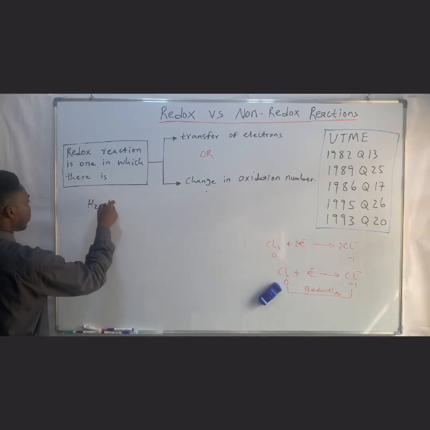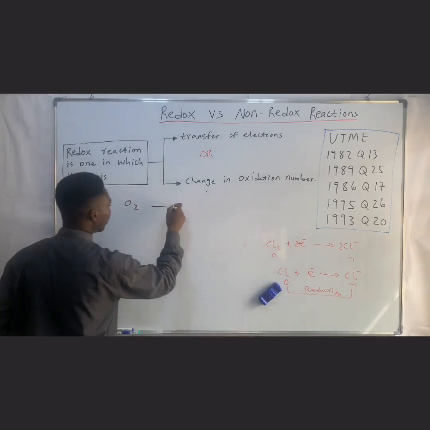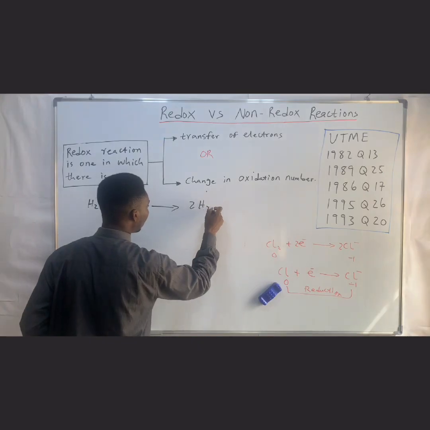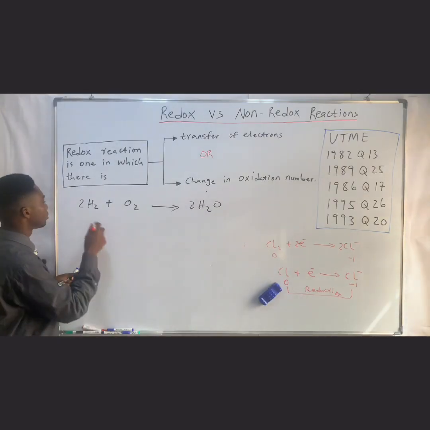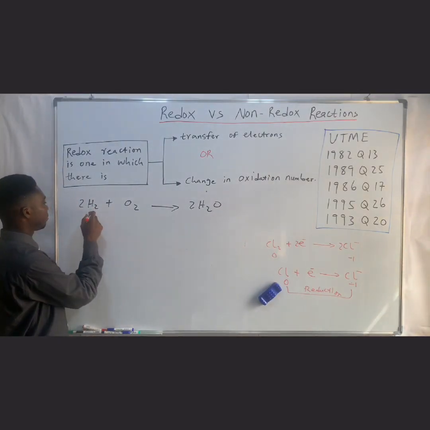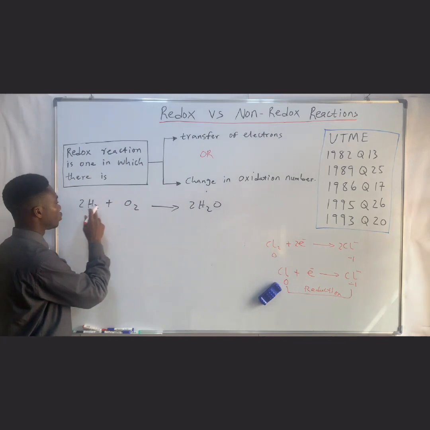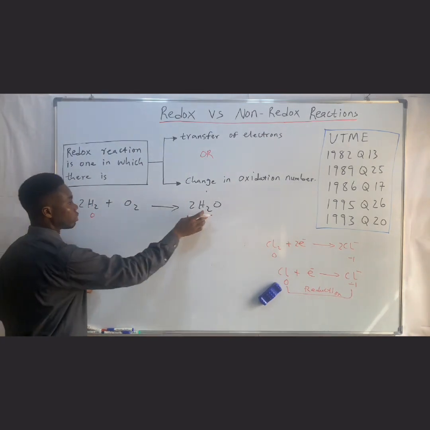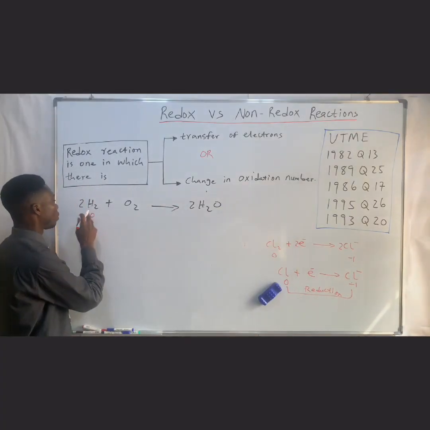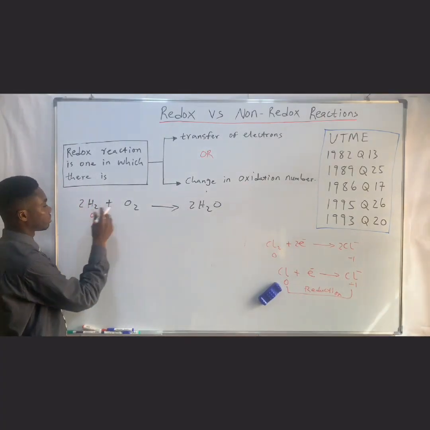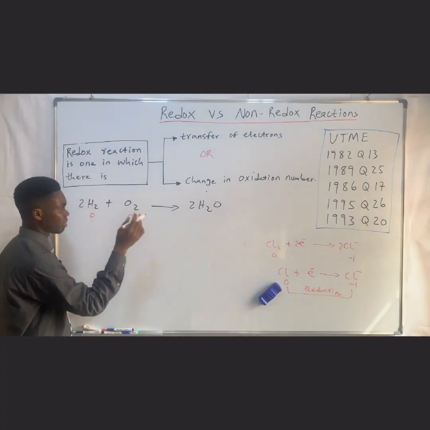Let's say hydrogen plus oxygen giving us what? 2H2O. Hydrogen here is going to be what? 0, element in the free state. When hydrogen combines with oxygen, it's going to give us water, right? So hydrogen in the free state is 0, oxygen in the free state, element in the free state, is 0.